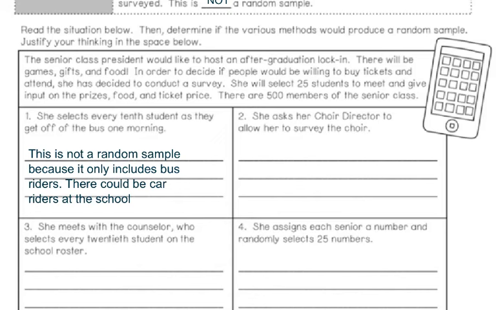The second scenario says she asks her choir director to allow her to survey the choir. I want you to pause and think, are there other people in the school besides just the choir? Press play when you're ready to check. Since there are other people in the school, not everyone is included in the choir. This is not a random sample.